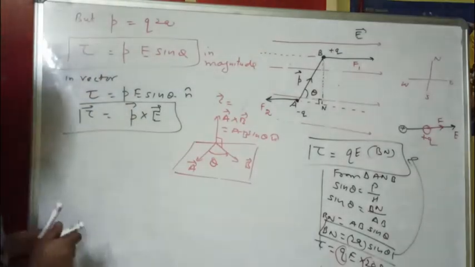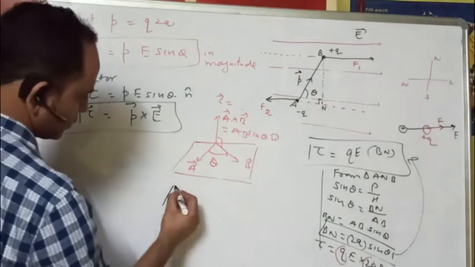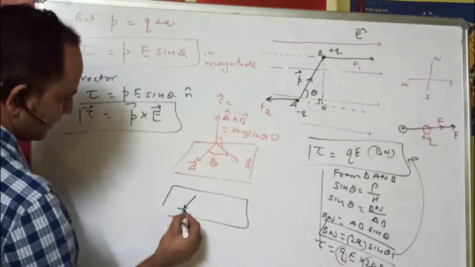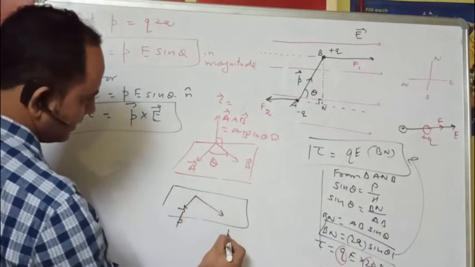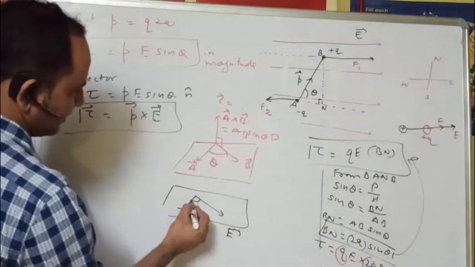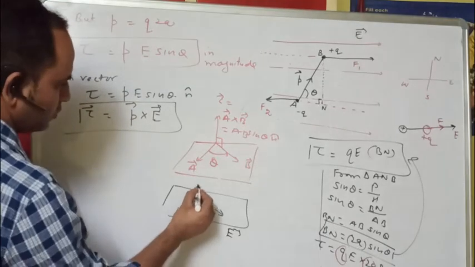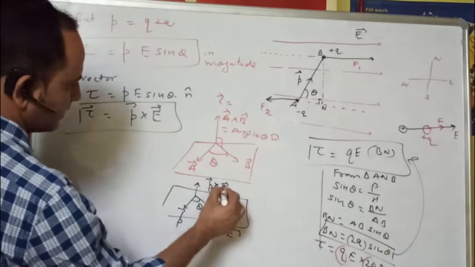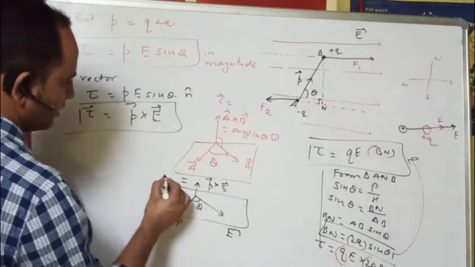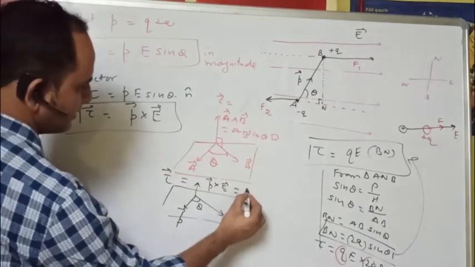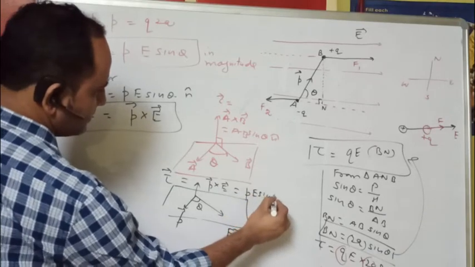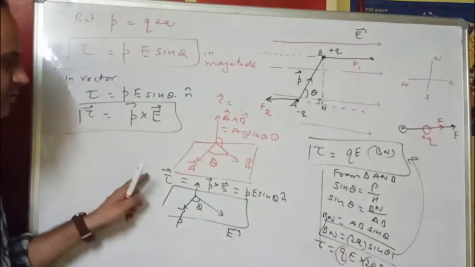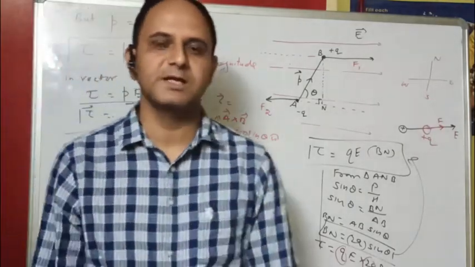Okay, so for the current situation, A is replaced by P vector, B is replaced by E vector, and here the angle is theta. So their product, P vector cross E vector, is actually the torque vector, and it is PE sine theta n cap. So n cap is the direction of the torque, which is perpendicular to the plane containing P vector and E vector.